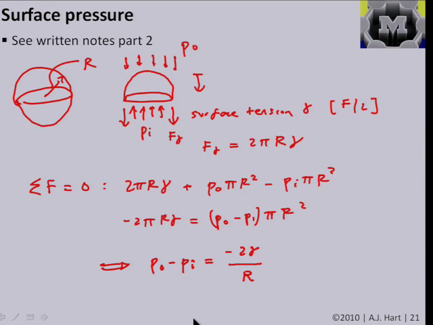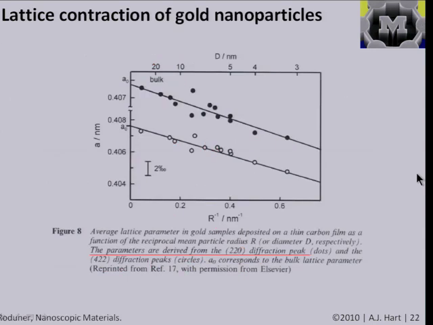It's in the notes, but it's not something we're really going to need for the problems we're going to solve. But you get a slightly different expression that can express the actual contraction in the lattice spacing as a function of the surface tension or the surface energy of the crystal. Now I brought this up for general intuition, but also because I wanted to show you this data.